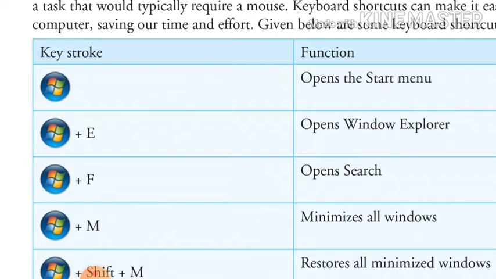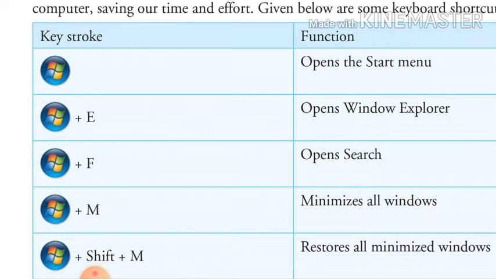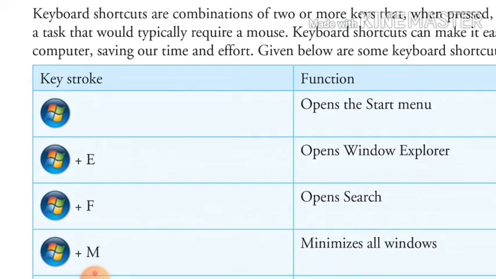You pick up the mouse, then you drag the icon, then you click. But if you have rich knowledge of shortcuts, you can easily do the same task that you would do using the mouse. In the next video I will give you more shortcut keys for operating Windows, MS Word, Excel and PowerPoint. So here, the keystroke Windows: you will see on your keyboard there is a Windows button.